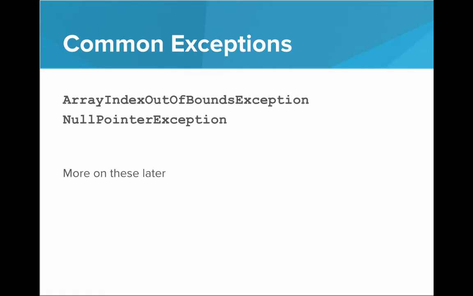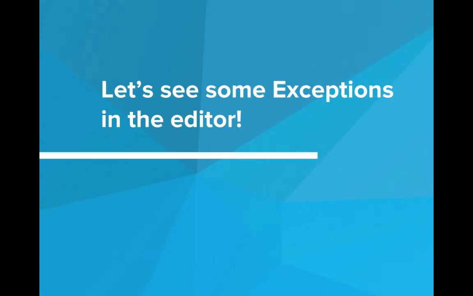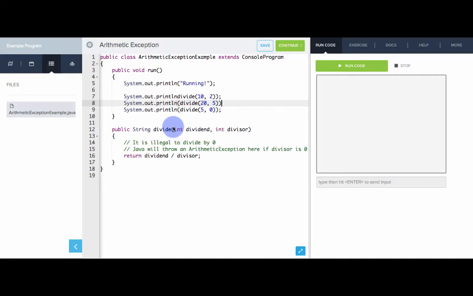Other common ones are array index out of bounds exception and null pointer exception. And we'll cover these later. For now, let's see some exceptions in the editor. So here we have a program that divides some integers and prints out the result to the user. I've put this first line as simply printing the message running, and this will indicate whether or not the program began to run. Let's see if this program works.